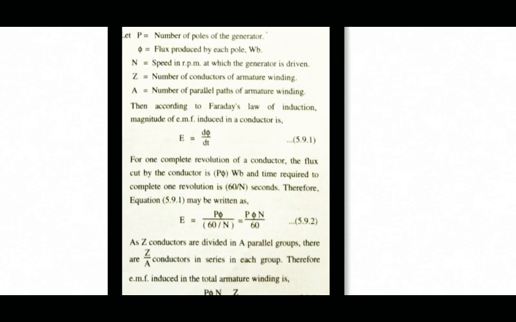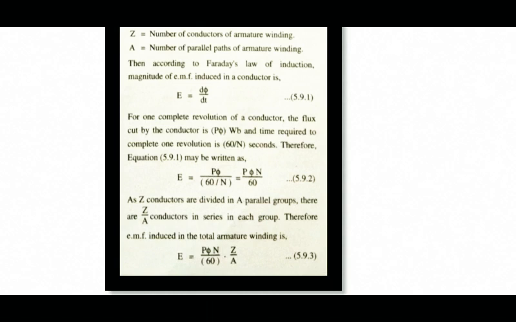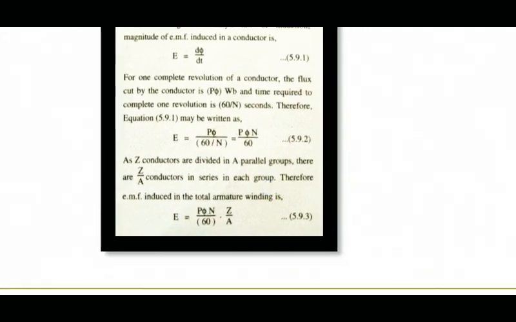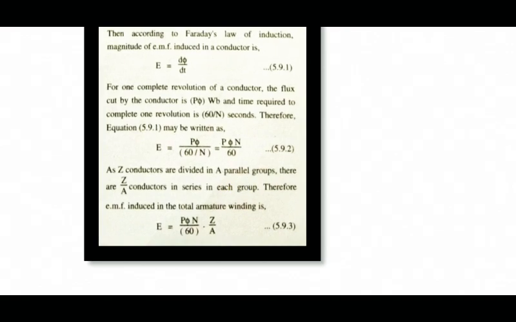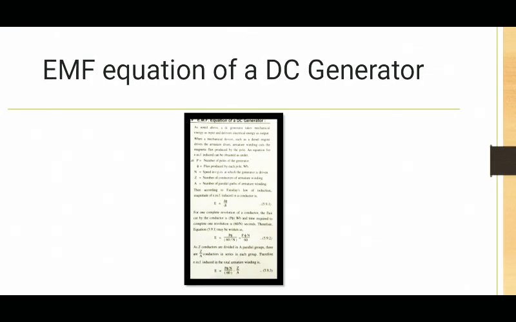Therefore the equation can be written with P phi instead of d phi, and 60 divided by capital N instead of dt. By adjusting the equation, we get E is equal to P phi N divided by 60. As Z conductors are divided in parallel groups, there are Z by A conductors in series in each group. Therefore the EMF induced in the total armature winding is E is equal to P phi N Z upon 60A. So this is the EMF equation of a DC generator.